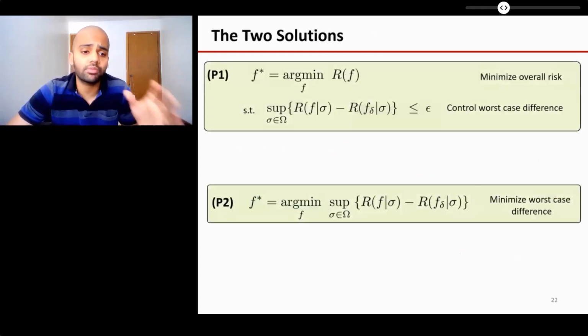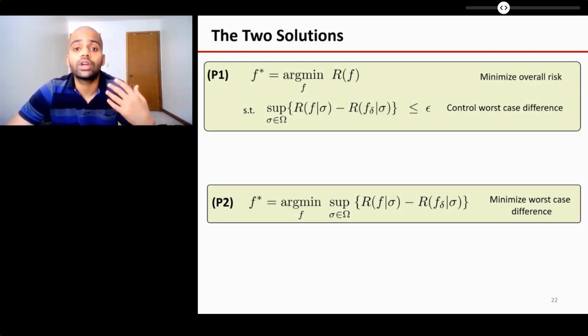Now let us compare problem 1 and problem 2. Problem 1 still minimizes the overall risk, but it controls the worst case difference between the ideal PSNR curve and the conditional risk curve given by the network. While your problem 2 doesn't depend on your overall risk at all, but rather it just minimizes the worst case difference. So that means your problem 1 is going to depend on your choice of testing distribution, while your problem 2 is not going to depend on it at all.